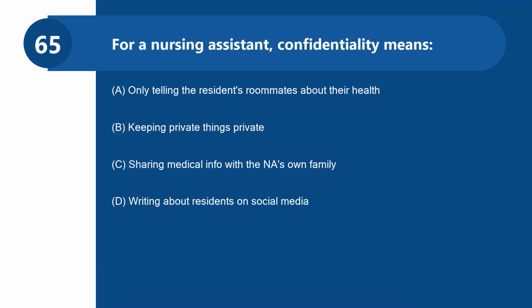Question 65. For a nursing assistant, confidentiality means option A, only telling the resident's roommates about their health. Option B, keeping private things private. Option C, sharing medical info with the NA's own family. Option D, writing about residents on social media. The correct answer is option B, keeping private things private.